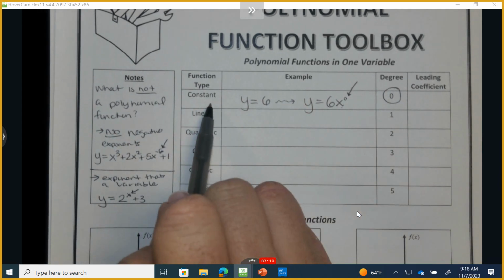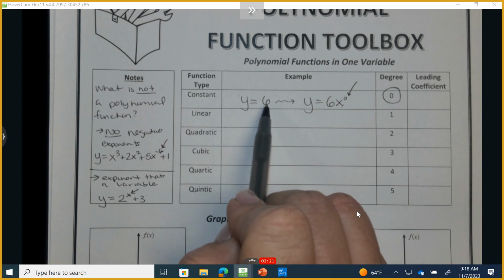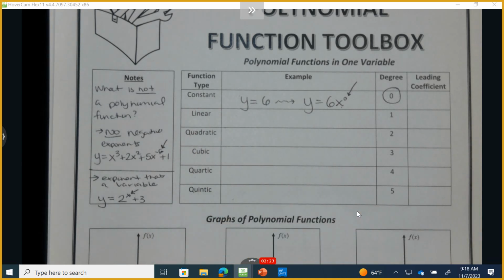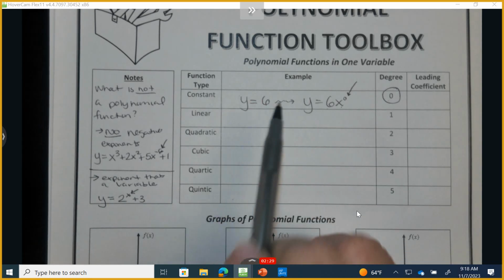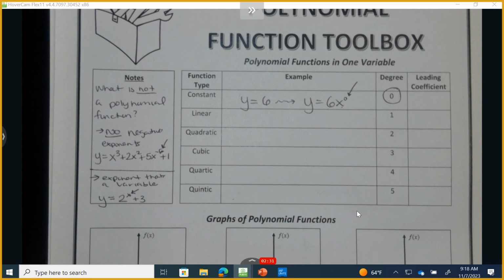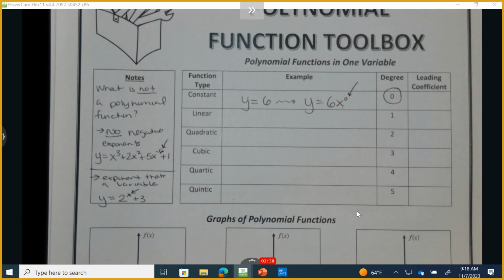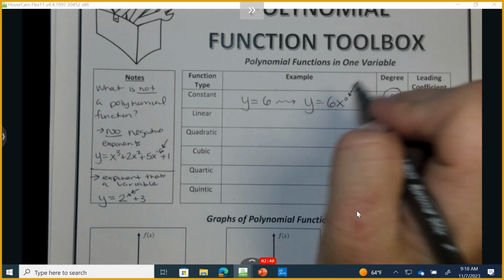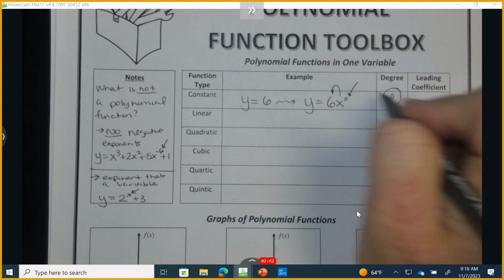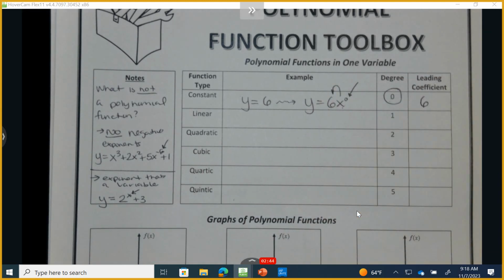It's called a constant. When you see no variable, you see just a number, y equals 6, y equals 2, y equals 1/2, y equals -4. There's no variable in the equation. There's no x variable, for instance. We call that a constant. And the degree type would be degree 0. Now, the leading coefficient means what's in front. So for this example, the leading coefficient is a 6.